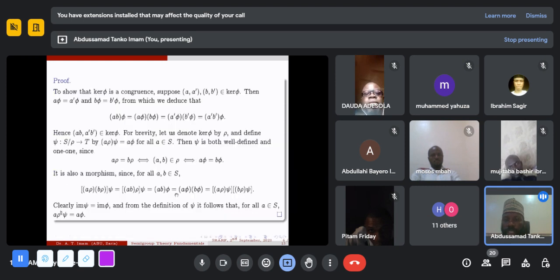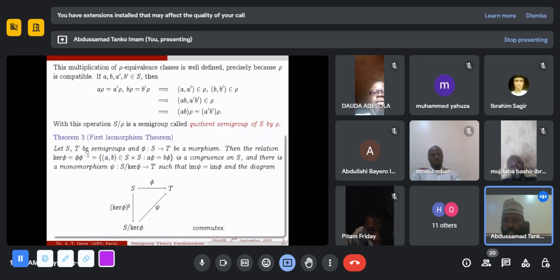And we can generalize this theorem, because if you come back here and look at the theorem, it is talking about the kernel. So if you take any equivalence relation that is contained in the kernel, the theorem is also true.